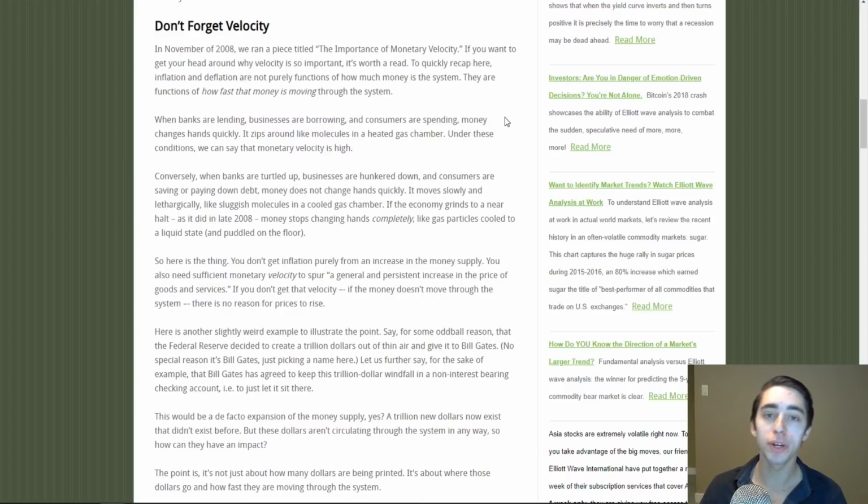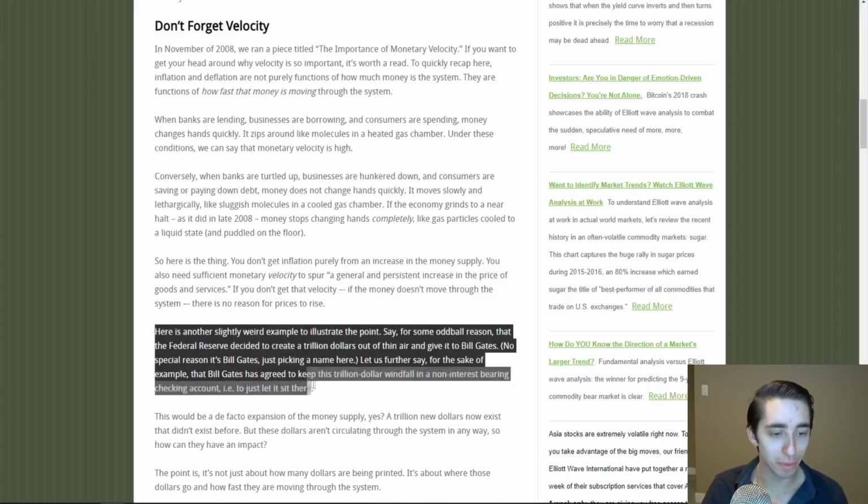Velocity is how frequently that dollar or credit is circulated through the economy over a period of time. So if a dollar is circulating more often, then velocity is increasing. If a dollar is sitting in a vault somewhere and not doing anything, then there's no velocity in that money. And there's a good example that they mention in this article. This was written back in 2010, but it's a very good point.